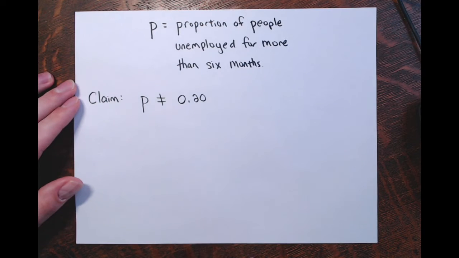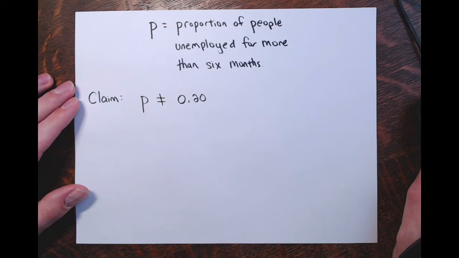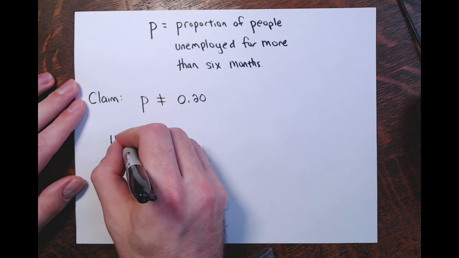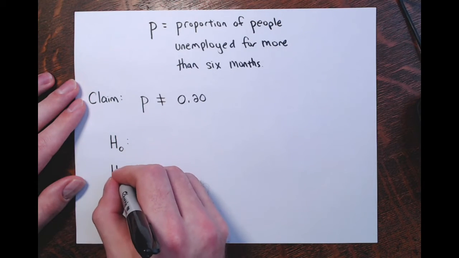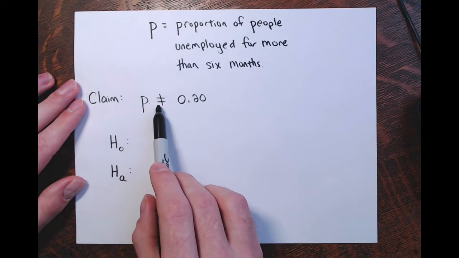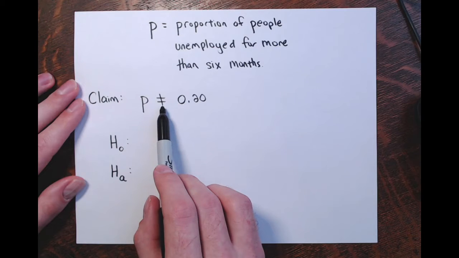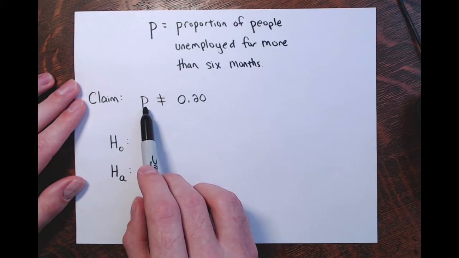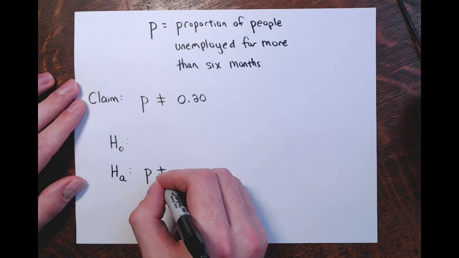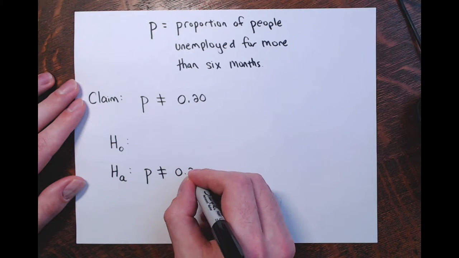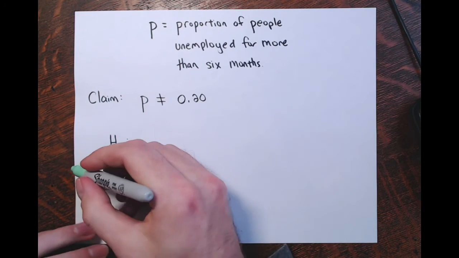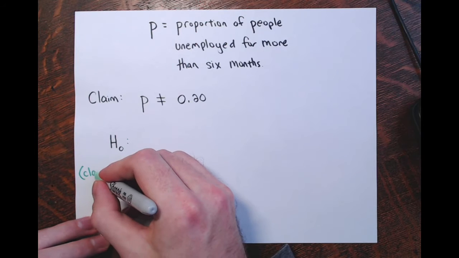Once a claim or a belief is established, what you're trying to test, you set up your hypotheses: the null hypothesis and the alternative hypothesis. The claim does not involve equality. This is not equal to. So the claim will be represented by the alternative hypothesis, the one that doesn't involve equality.